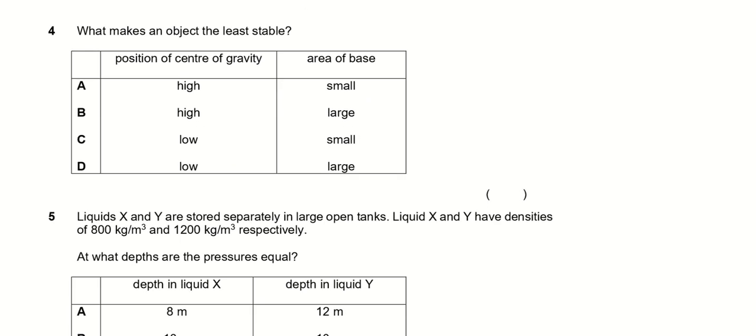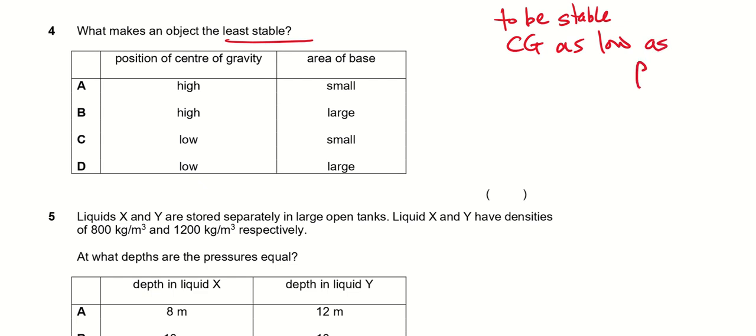Now, what makes an object the least stable? To be stable, the CG has to be as low as possible. You did a few questions in your tutorial. You find that for the base of those cups, or the knockdown eggshell toy, they always put something denser at the bottom, so as to bring down the CG to be as low as possible.